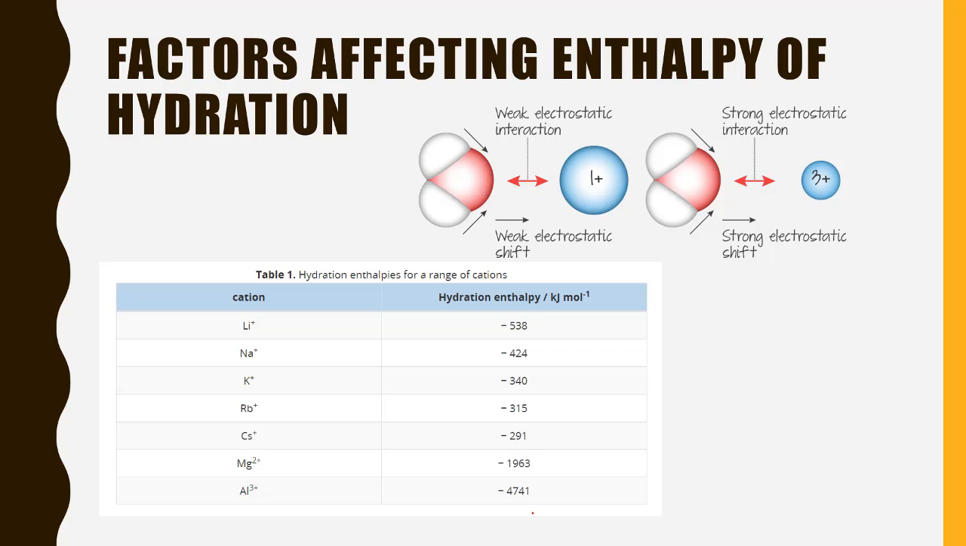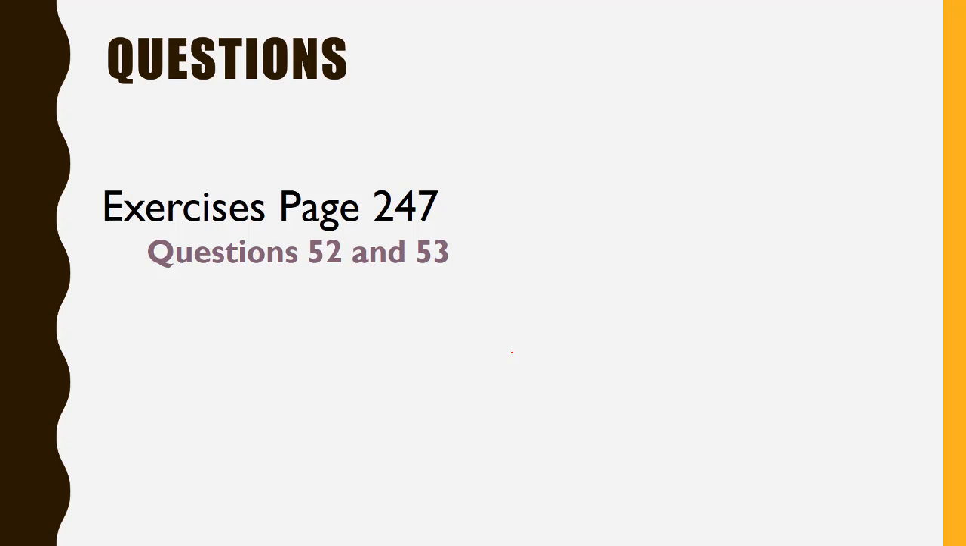The factors that affect the enthalpy of hydration are the strength of the attraction between the ions and the water. As you can see, aluminium has a high charge and small size, so we get a large hydration enthalpy. Whereas lithium, which is a bit larger with a lower charge, has a lower hydration enthalpy. That's basically it. I want you to read through your textbook and attempt these exercises, and we'll talk about these a little bit more next time we're in class.